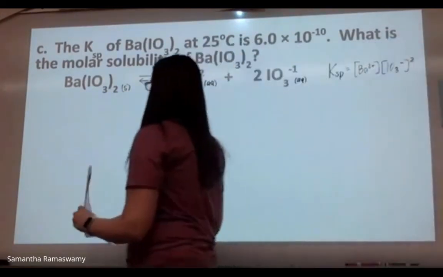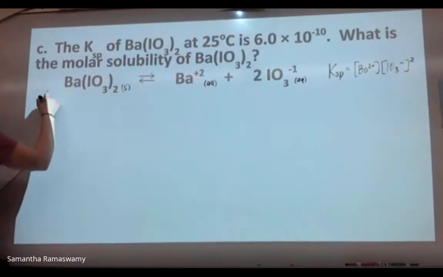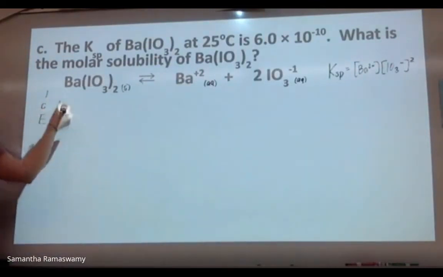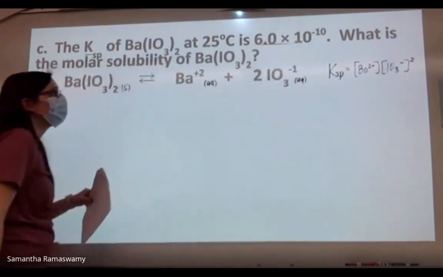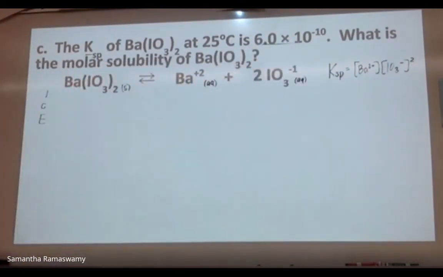So now we're going to focus on the ice table. Now this is going to be a little bit different. Right? Now they give us Ksp, and we're solving for solubility. So this is where I like to use the S, because then when we solve, we know that S represents solubility. You can use X, that's fine. It's really up to you.